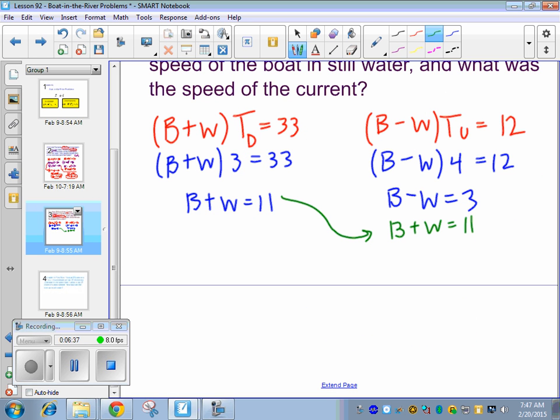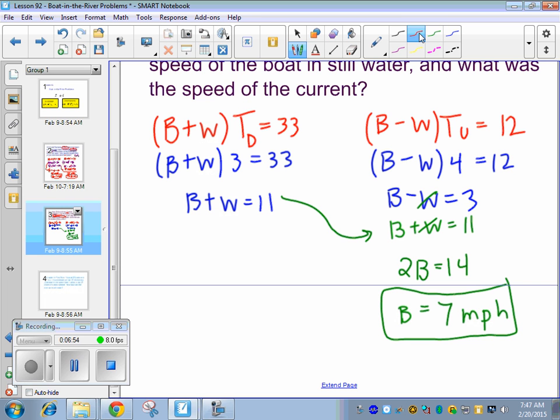What happens to my W's? Cancel. So we have 2B equals 14. So B equals 7. So that's the speed of the boat is 7 miles per hour. Right? Plug back in. I'd probably come over here. This looks like an easy equation. So if the boat is 7 miles per hour, what's the water have to be? Good.